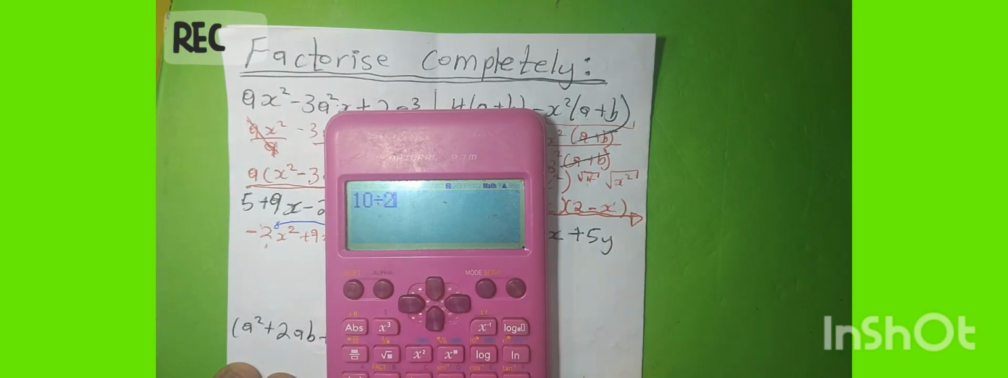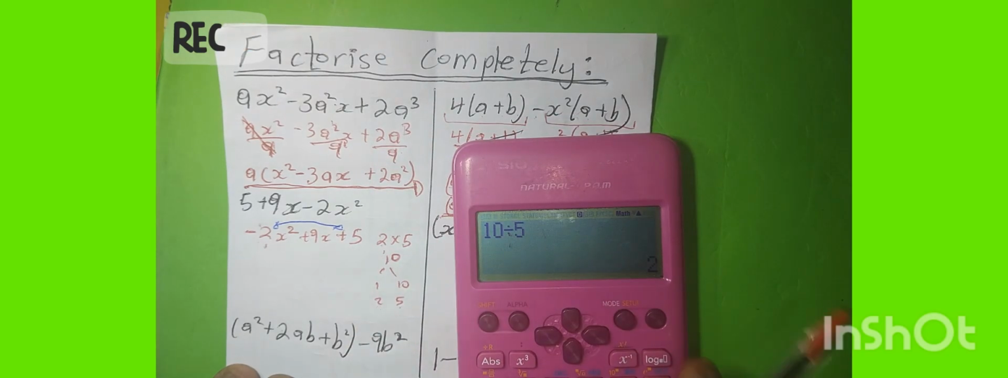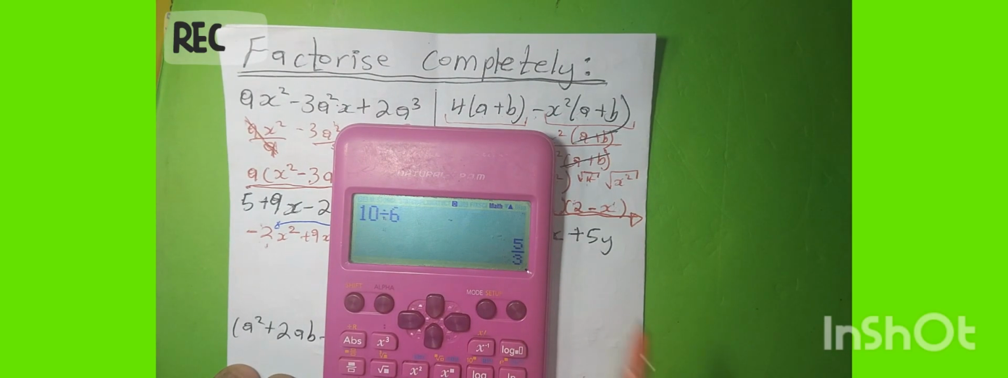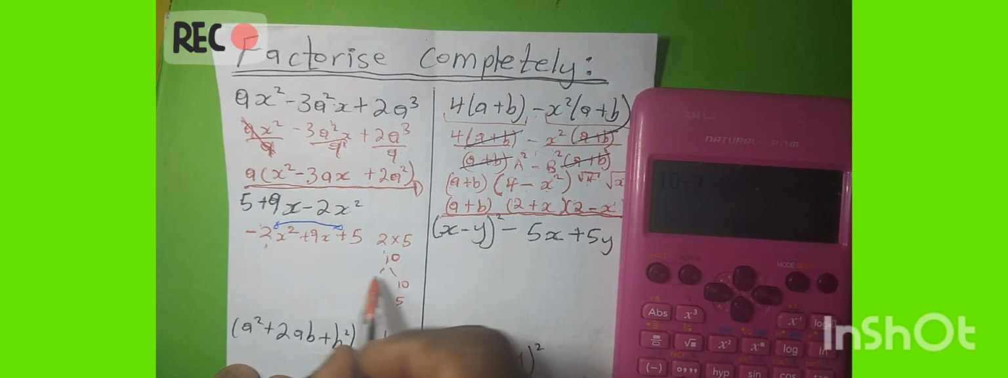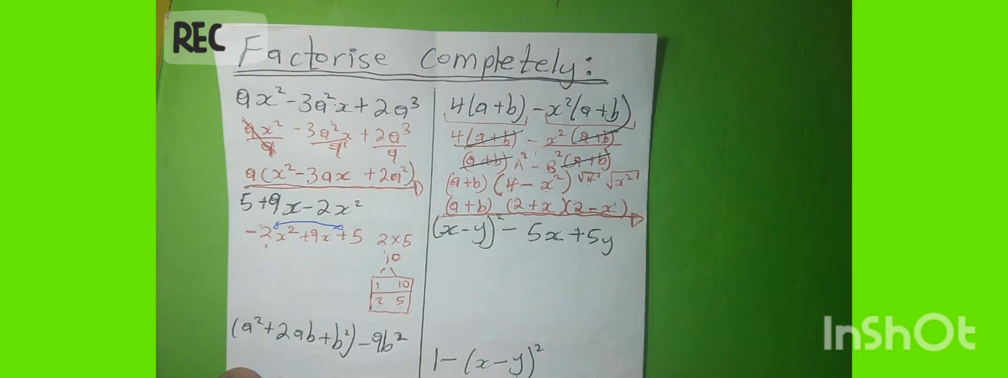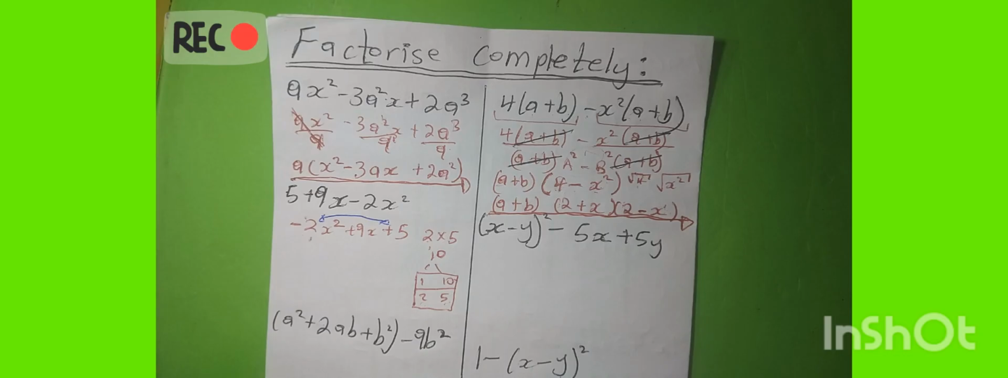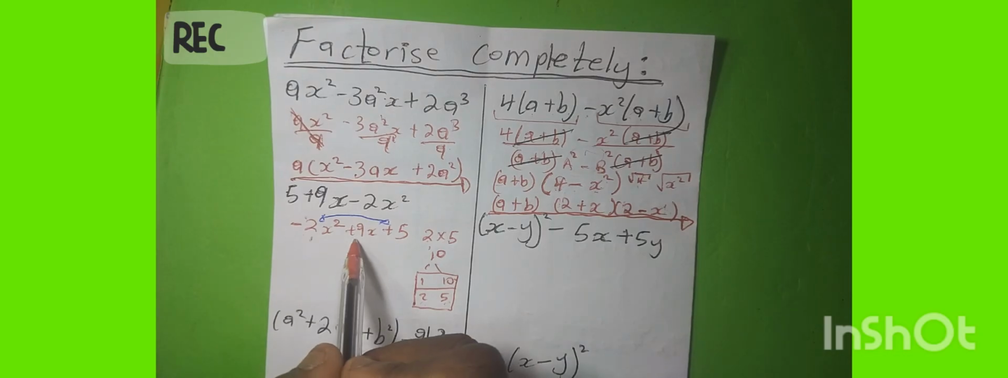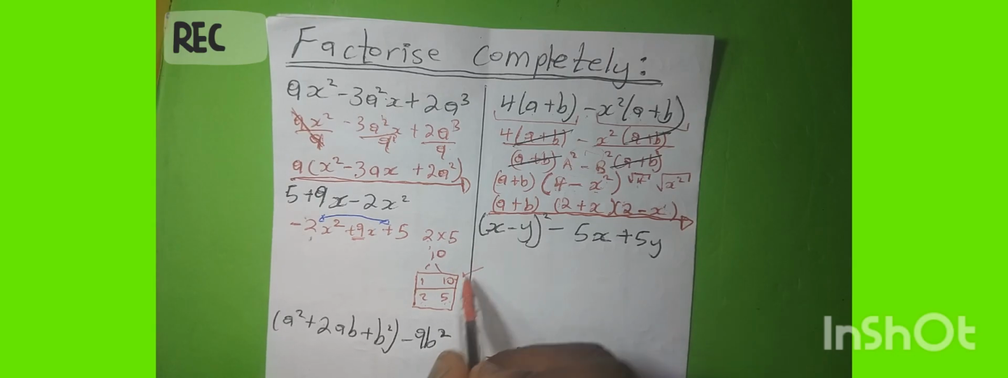Then if you try 3, it's not a factor, 4 it's not a factor, and 5 it's a repeating factor, which is 5 and 2. Then 6 it's not a factor, 7 it's not a factor, 8 it's not a factor, even 9 it's not a factor. So these are the only factors that we have here. So between these factors there, 1 and 2, which factors, when you add or subtract, should give you the middle term? Those factors are only these ones, guys.